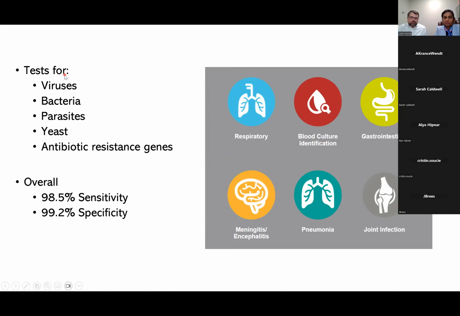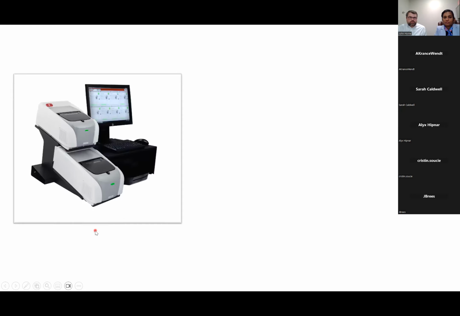And what does it look for? We'll show what we're looking for in the GI pathogen panel, but it's looking for viruses, bacteria, parasites, yeast, and also antibiotic resistance genes. So, for example, in the blood, it will say you have a Staph aureus, and then it will say if you have the resistance genes that make it MRSA. So it could be very helpful with these resistance genes. And overall, it has very good sensitivity and very good specificity.